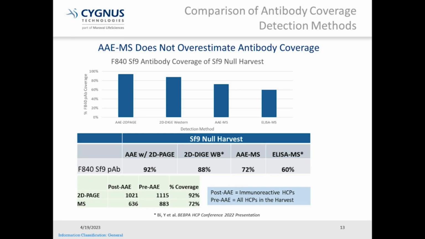AAE extracts microgram quantities of protein to be analyzed for deep and sensitive identification of host cell proteins. In comparison, ELISA MS can only extract low nanogram to picogram quantities of host cell proteins from the sample as well. This leads to less sensitivity and lower detection of host cell proteins due to their lower abundance. AAE empowers low-level host cell protein identification and accurate antibody coverage assessments. Thus, AEMS does not overestimate antibody coverage.